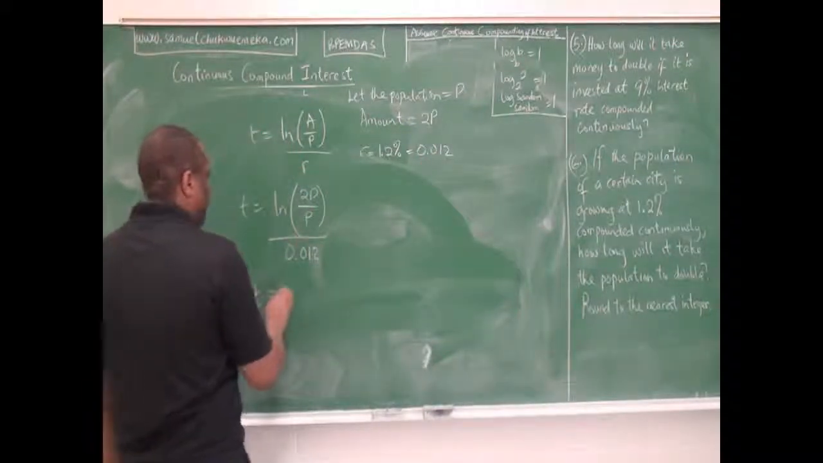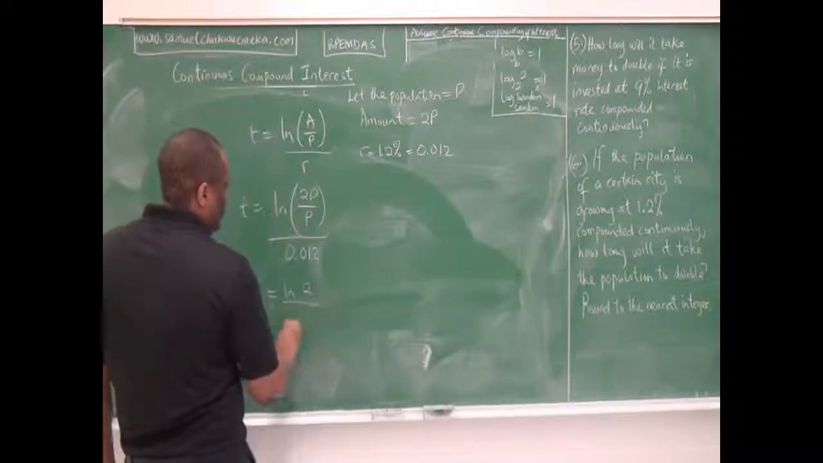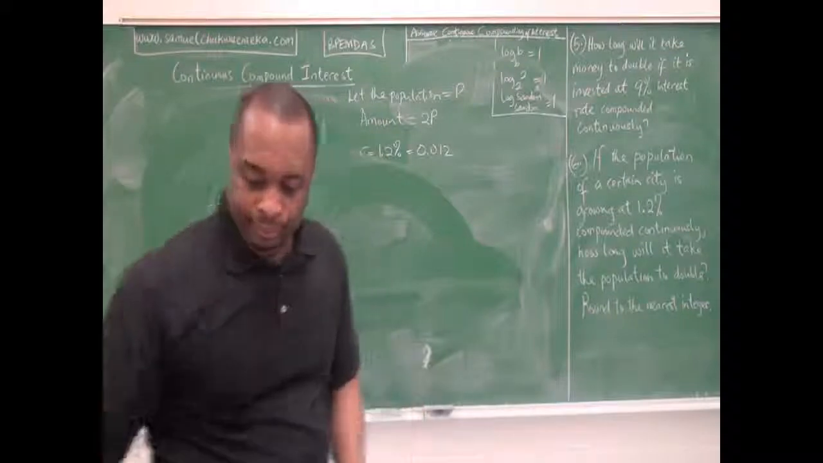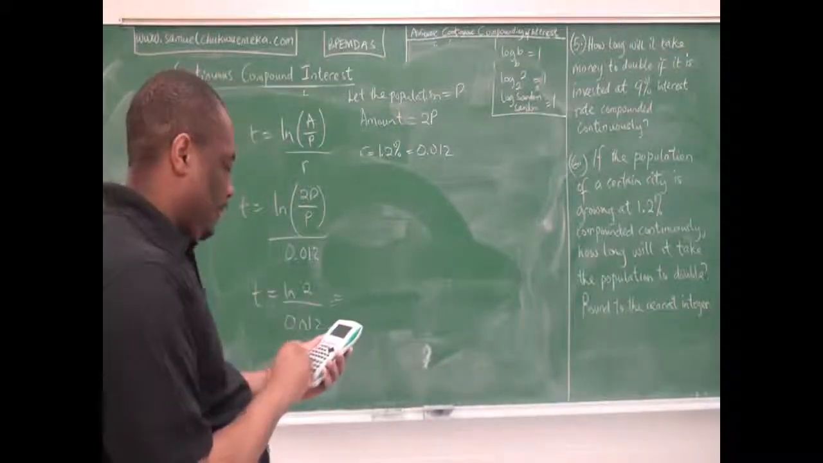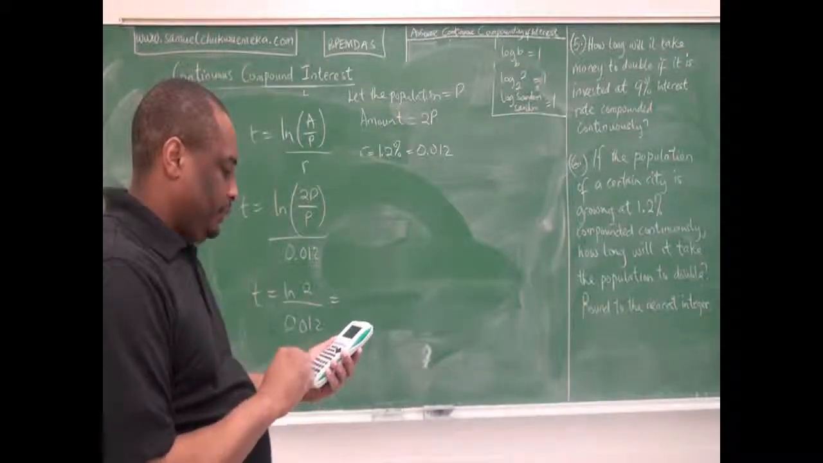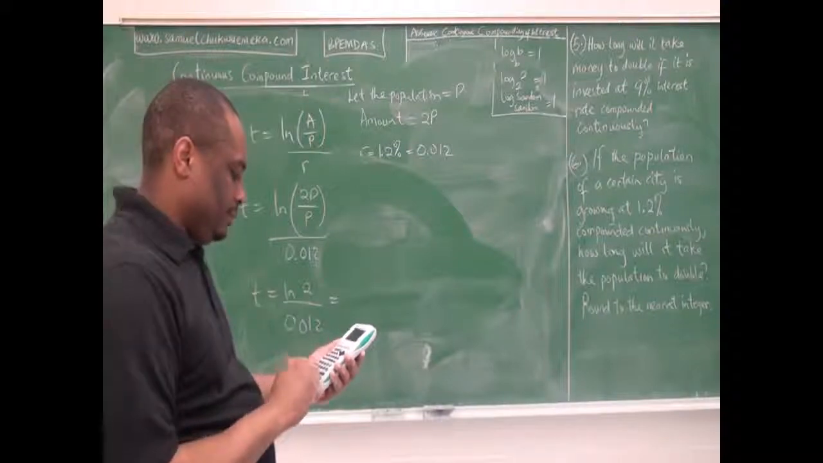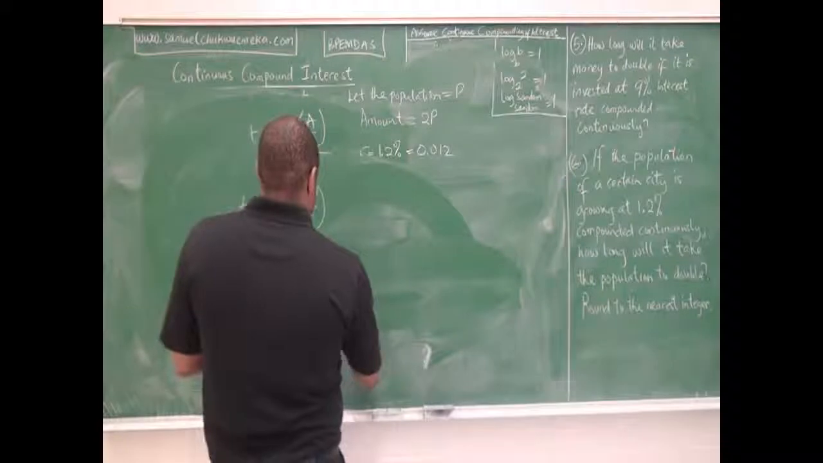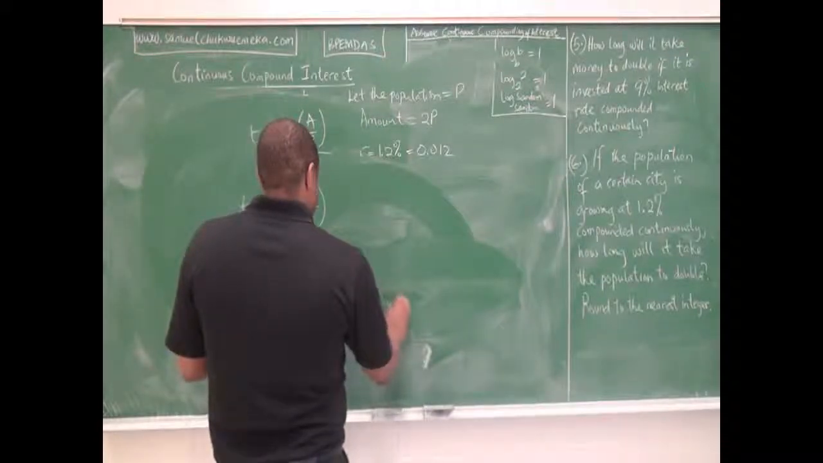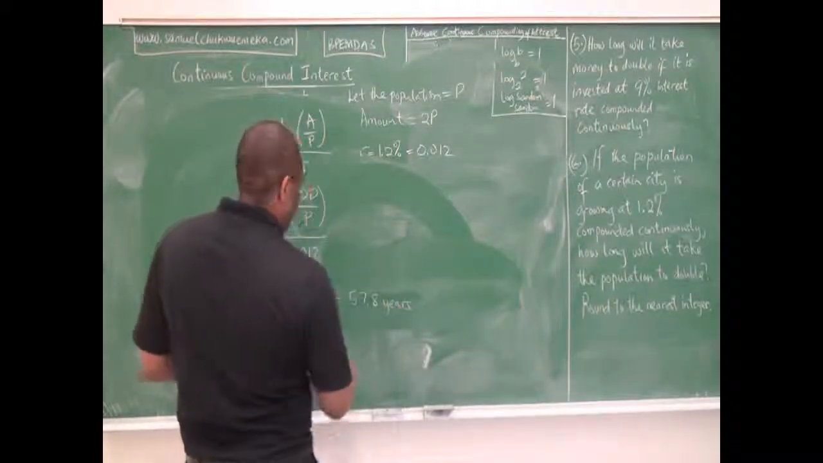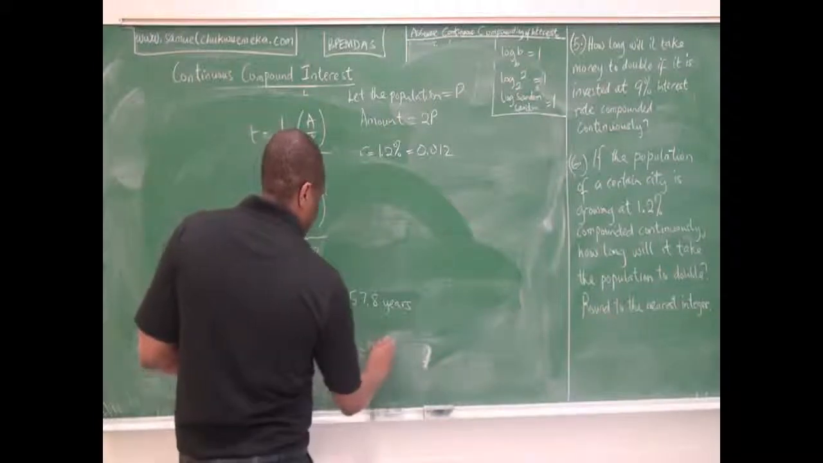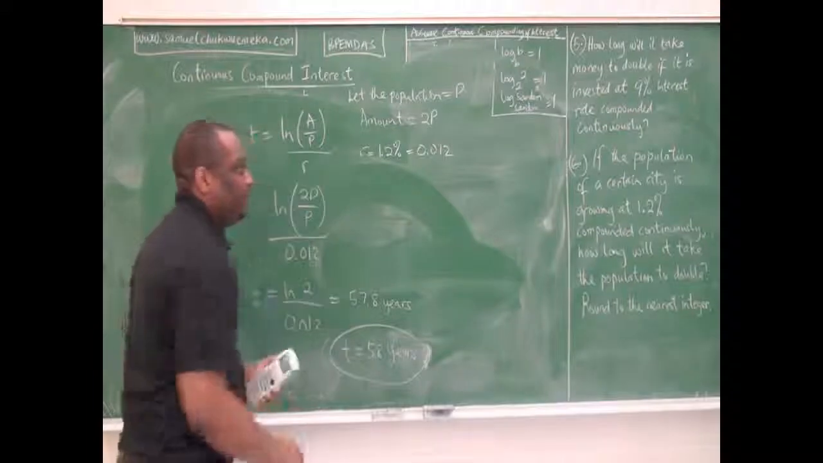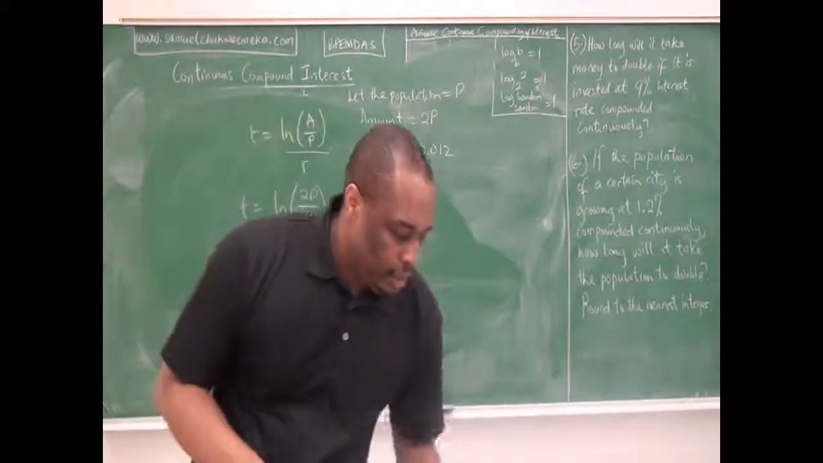So your T will be ln 2 over 0.012, which gives us ln 2 divided by 0.012, and that is 57.8 years. But they say we should round to the nearest integer, so T will be 58 years. Make sure you put the years. It's very important. That's the unit.